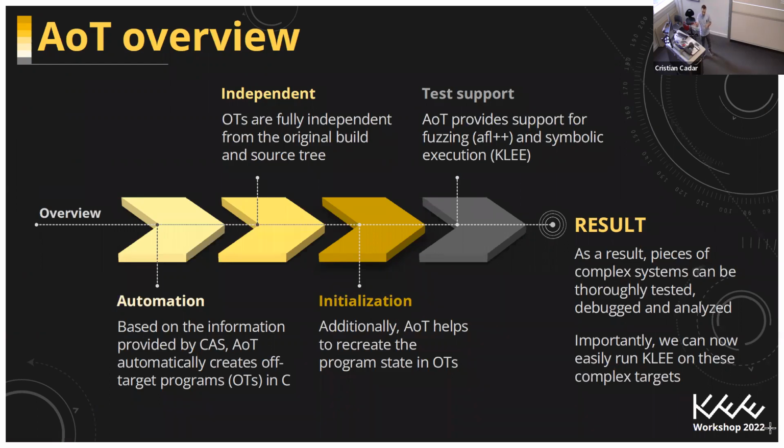Since we extract parts of the original system, we also need to initialize the missing program state, which is a difficult problem. By default, we provide support for fuzzing and symbolic execution. And as a result, you can test, analyze and debug pieces of complex software on your local machine or server. And importantly, you can run KLEE and symbolic execution on really complex pieces of system code.